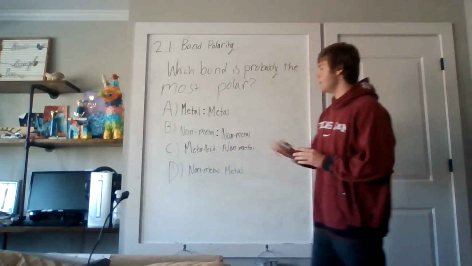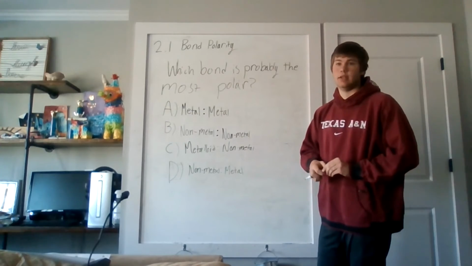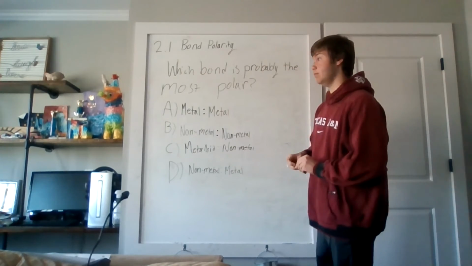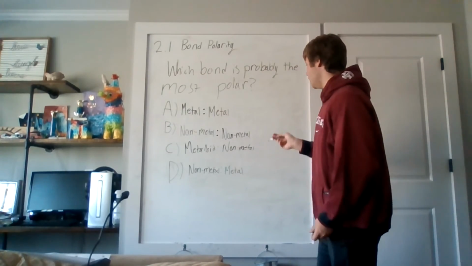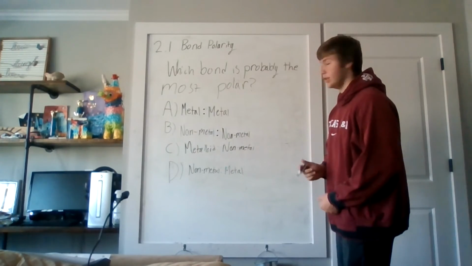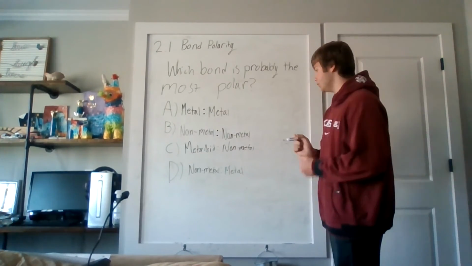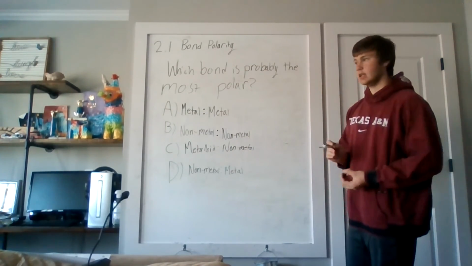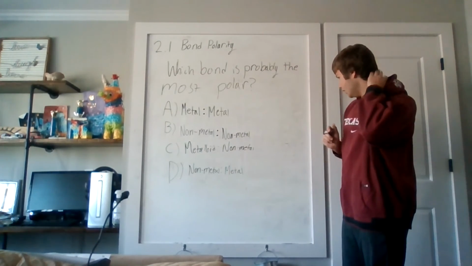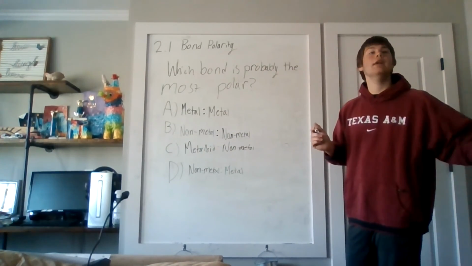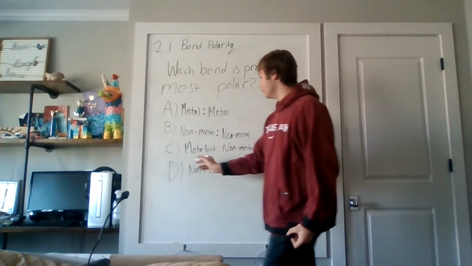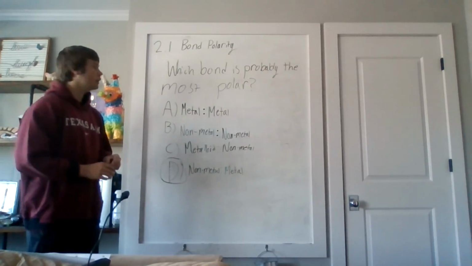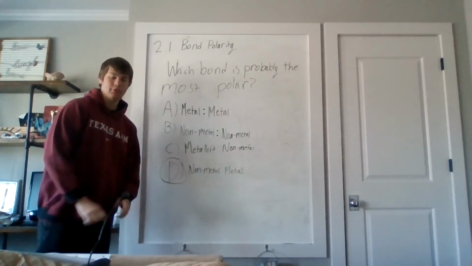So a metal and a metal makes a metallic bond, and that's not really as polar as nonmetal metal like an ionic. Nonmetal, nonmetal, that's covalent like I said before, and it's not very polar because they're very nearby to each other. Metalloid and nonmetal, it's very close to being as extreme as metal and nonmetal, but metalloid is not as much of a metal. So our answer is D, nonmetal metal, because it represents an ionic bond, and ionic bonds are by far the most polar.